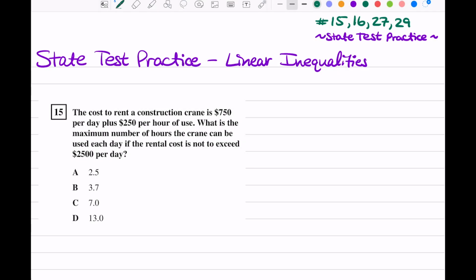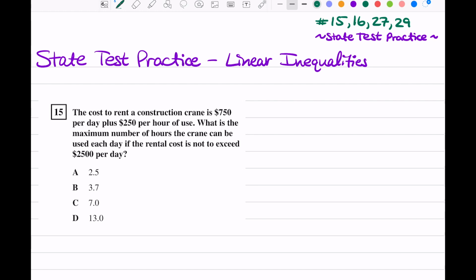The cost to rent a construction crane is $750 per day plus $250 per hour of use. What is the maximum number of hours the crane can be used each day if the rental cost is not to exceed $2,500 per day?